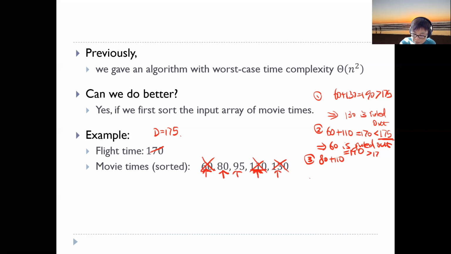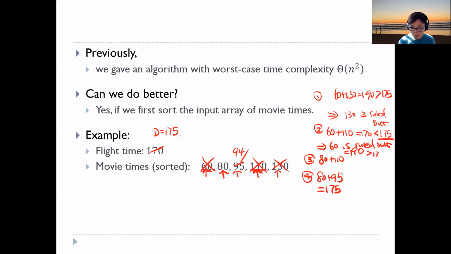Then I get 80 plus 95. And this time, we happen to find it, we're done. If this last two is not 95, but 94, so the last two still didn't give me the correct time, that means I couldn't find it. Then I should return none. So that's the idea.